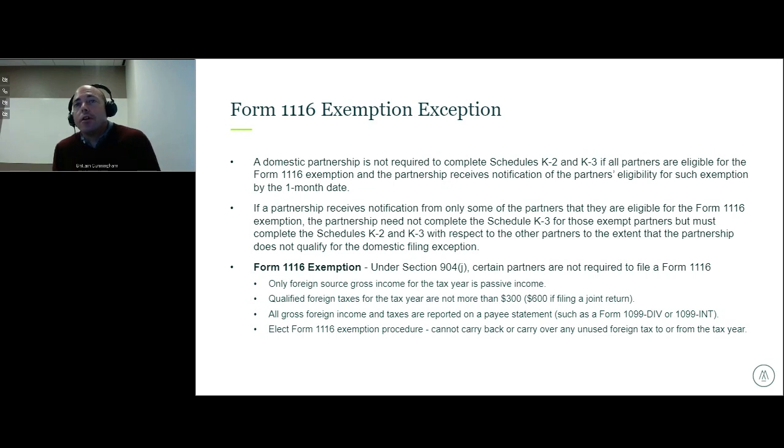But if the partnership receives notification from only some of the partners that they're eligible, then the partnership doesn't need to complete the K-3 for those exempt partners. But they would have to complete the K-2 and K-3 with respect to the other partners, to the extent the partnership does not qualify for the domestic filing exception or the other exception. So, there's a lot of communication needed.